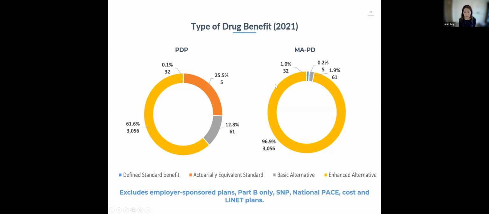And you can see how little, almost none, just over 1% of MAPD plans provide defined standard benefits, and it's almost none here too. I don't see blue here, but probably 32.1% of standalone PDPs cover the defined standard benefits. Otherwise, they move on to enhanced alternatives, or they change the benefit scheme into more tiered co-payment schemes instead of deductibles or co-insurance.